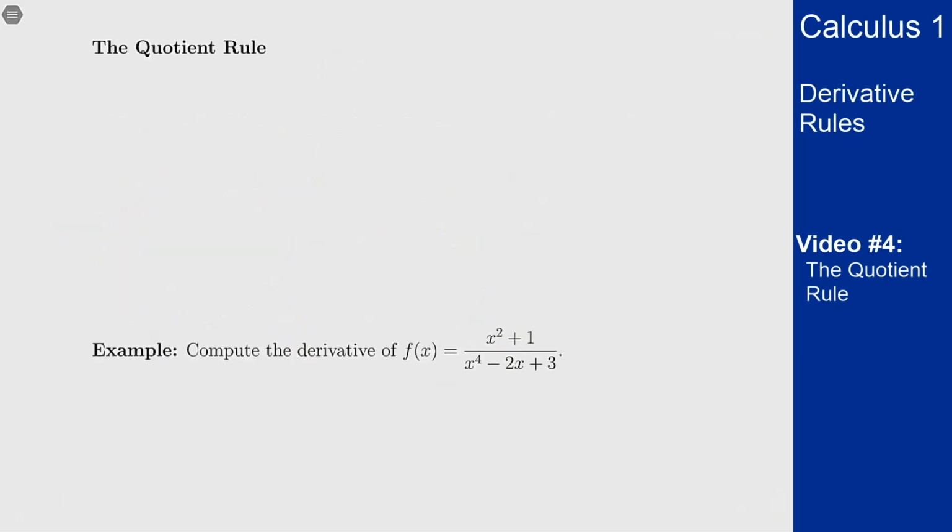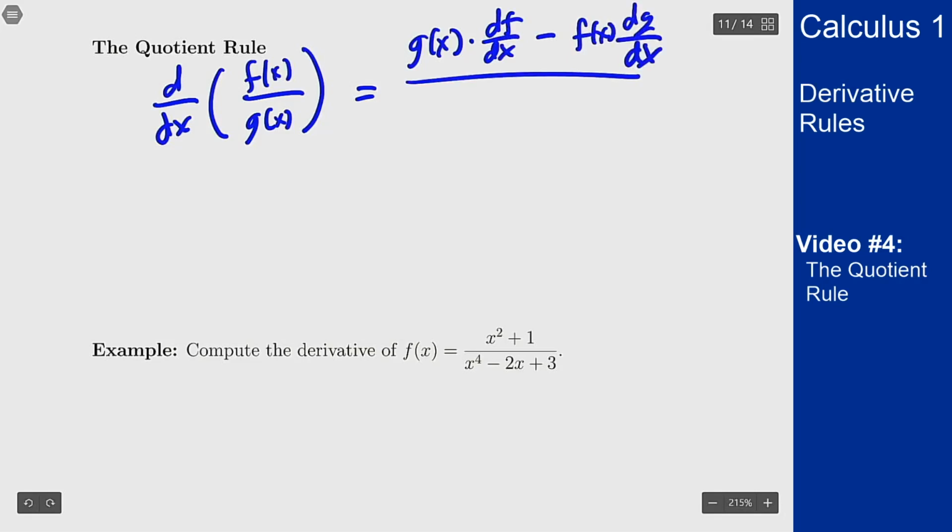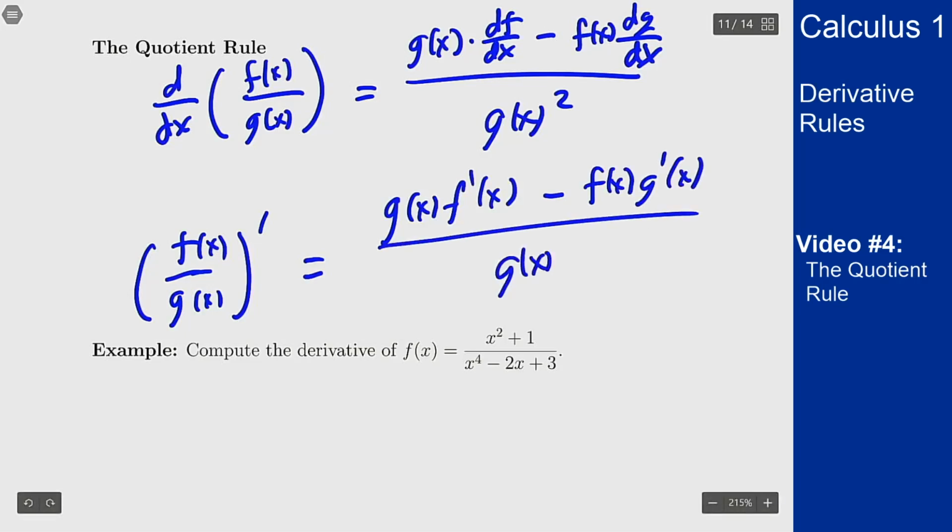So what is the quotient rule? The quotient rule says the following. If I want to find the derivative of the quotient f of x over g of x, I do that by the following. It's g of x times the derivative of f minus f of x times the derivative of g, all over g of x squared. Or in Newton's notation, (f over g) prime is g of x f prime of x minus f of x g prime of x, over g of x squared.